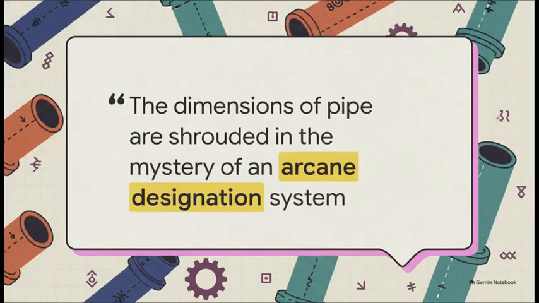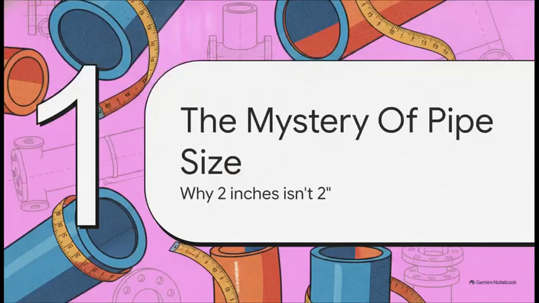Okay, I want to hook you right off the bat with this really fascinating tidbit from an Atlas Steel tech note. Check this out. The dimensions of pipe are shrouded in the mystery of an arcane designation system. Its origins go back to ASME recommendations of 1886. I mean, think about that for a second. You could be specifying a highly engineered modern stainless steel pipe for a state-of-the-art chemical refinery today, and you're essentially speaking a dimensional language that was established over a century ago.